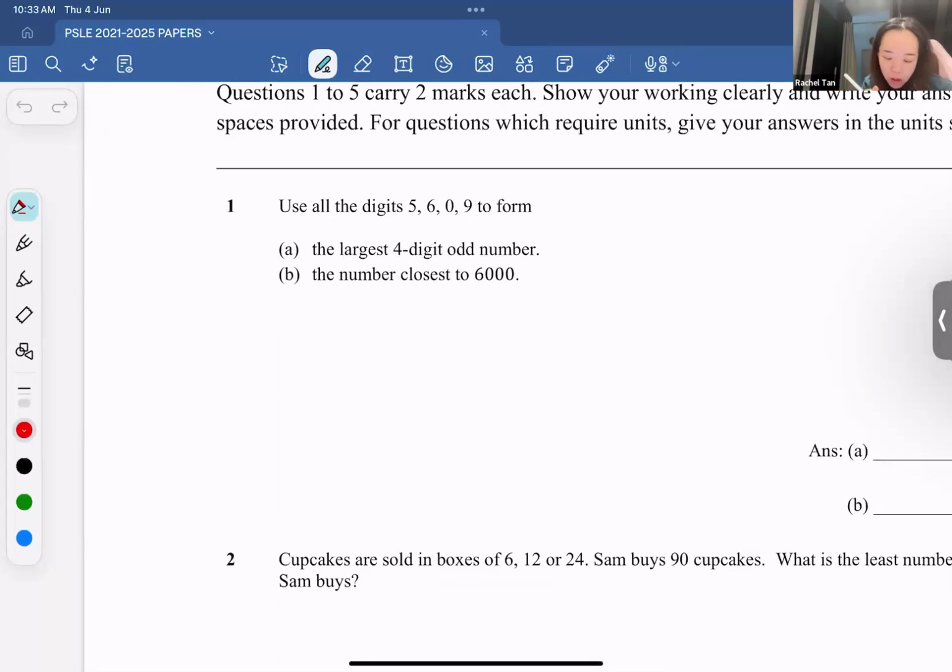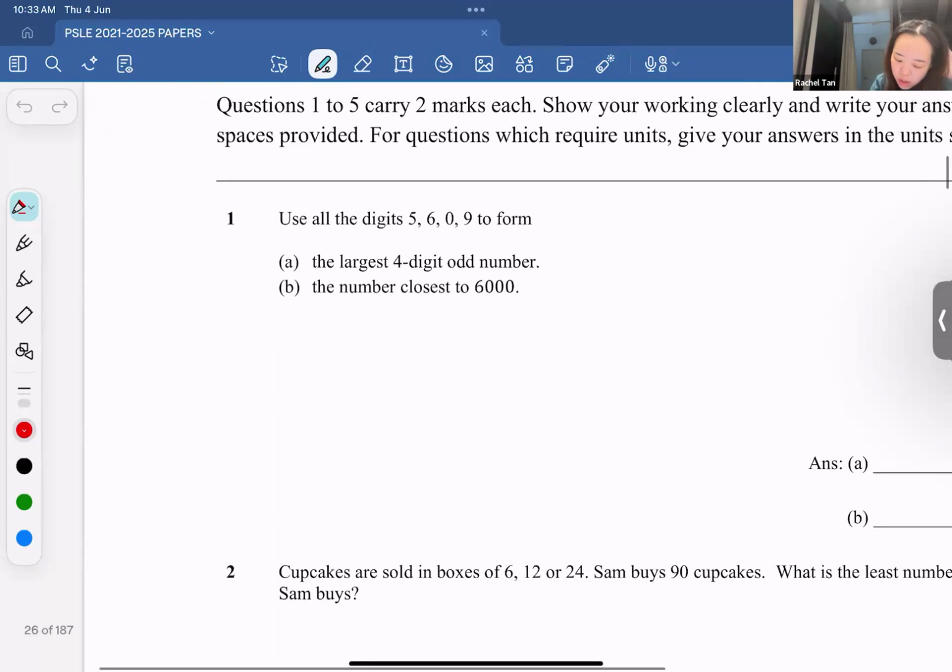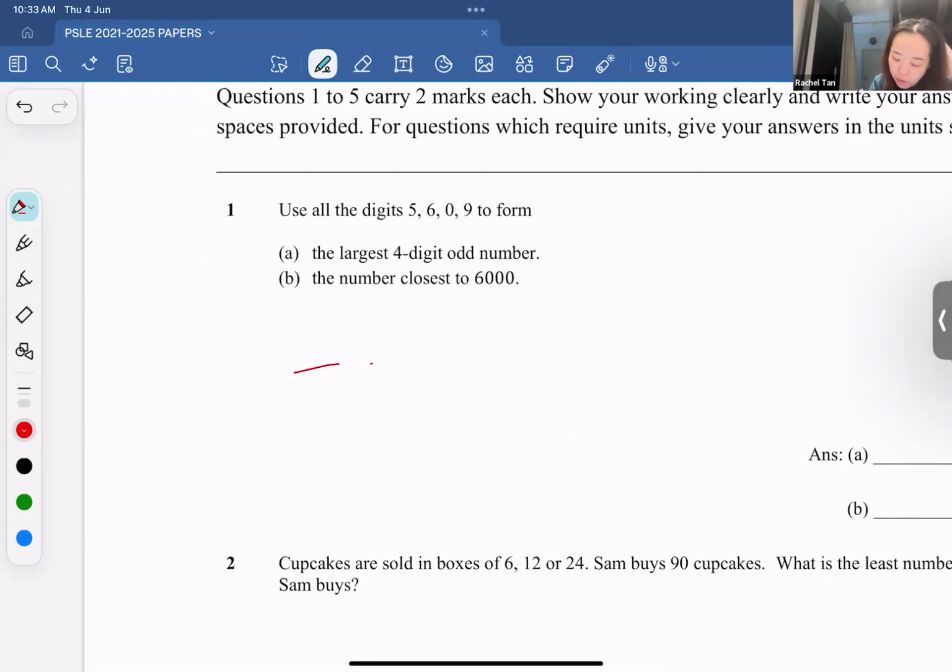Usually when the question asks me to form numbers, I will draw lines. If I have 4 digits, I'll just draw 4 lines. Wait, my line's not very straight. 1, 2, 3, 4. I'll just draw these 4 lines to remind myself that I want a 4-digit number.